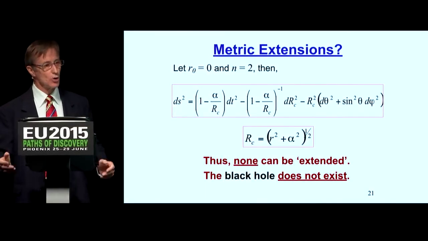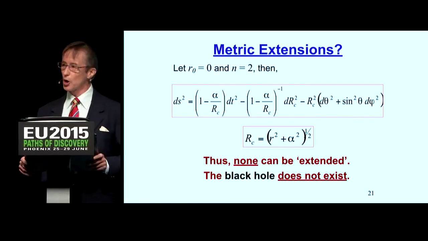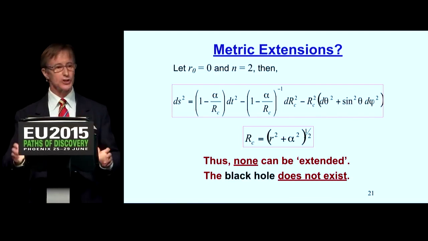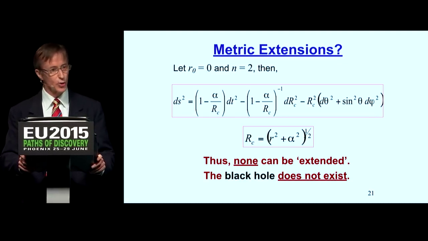So we don't need homeomorphisms, we don't need diffeomorphisms, we don't need Hausdorff spaces, we don't need topological spaces. This completely ruins the black hole with simple mathematics. You cannot, because it's an equivalence class.